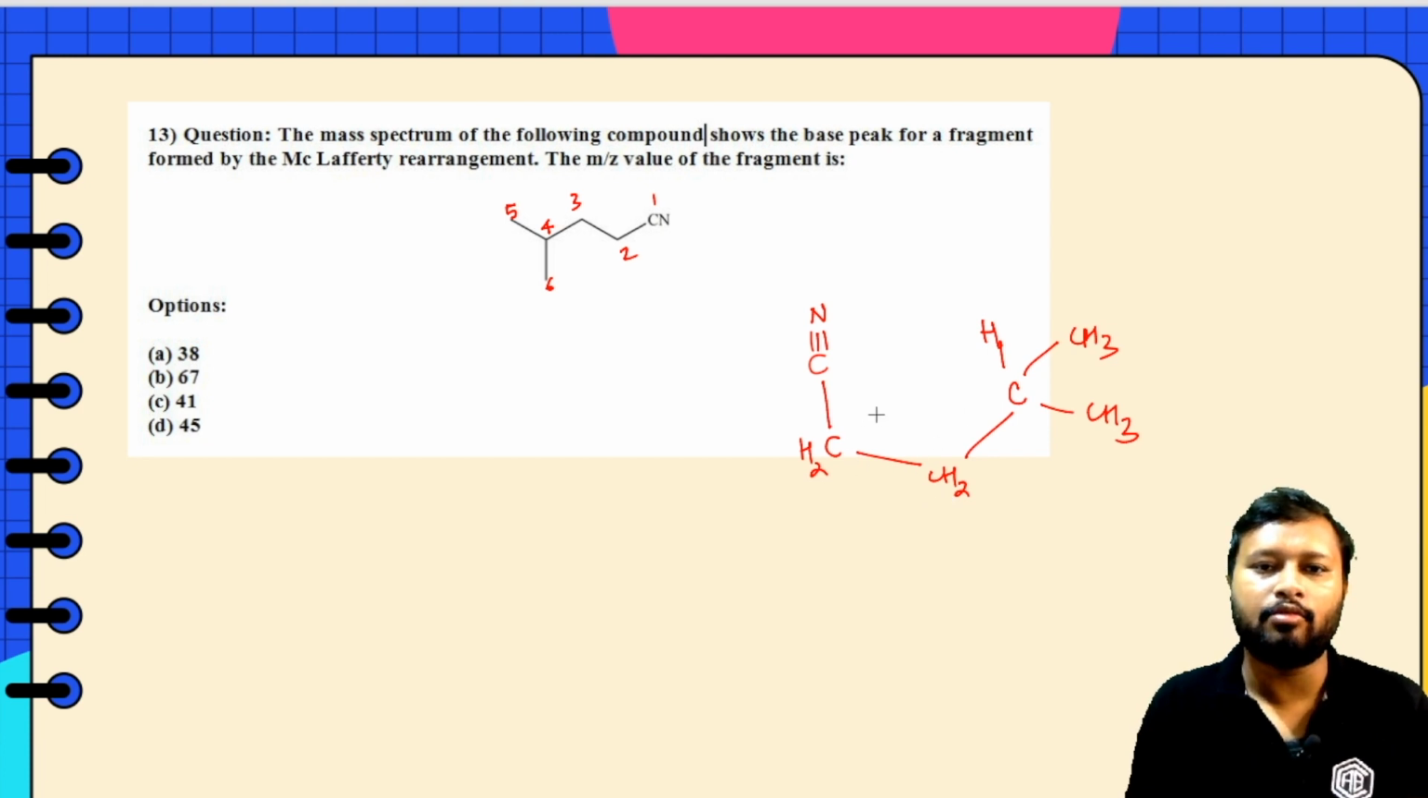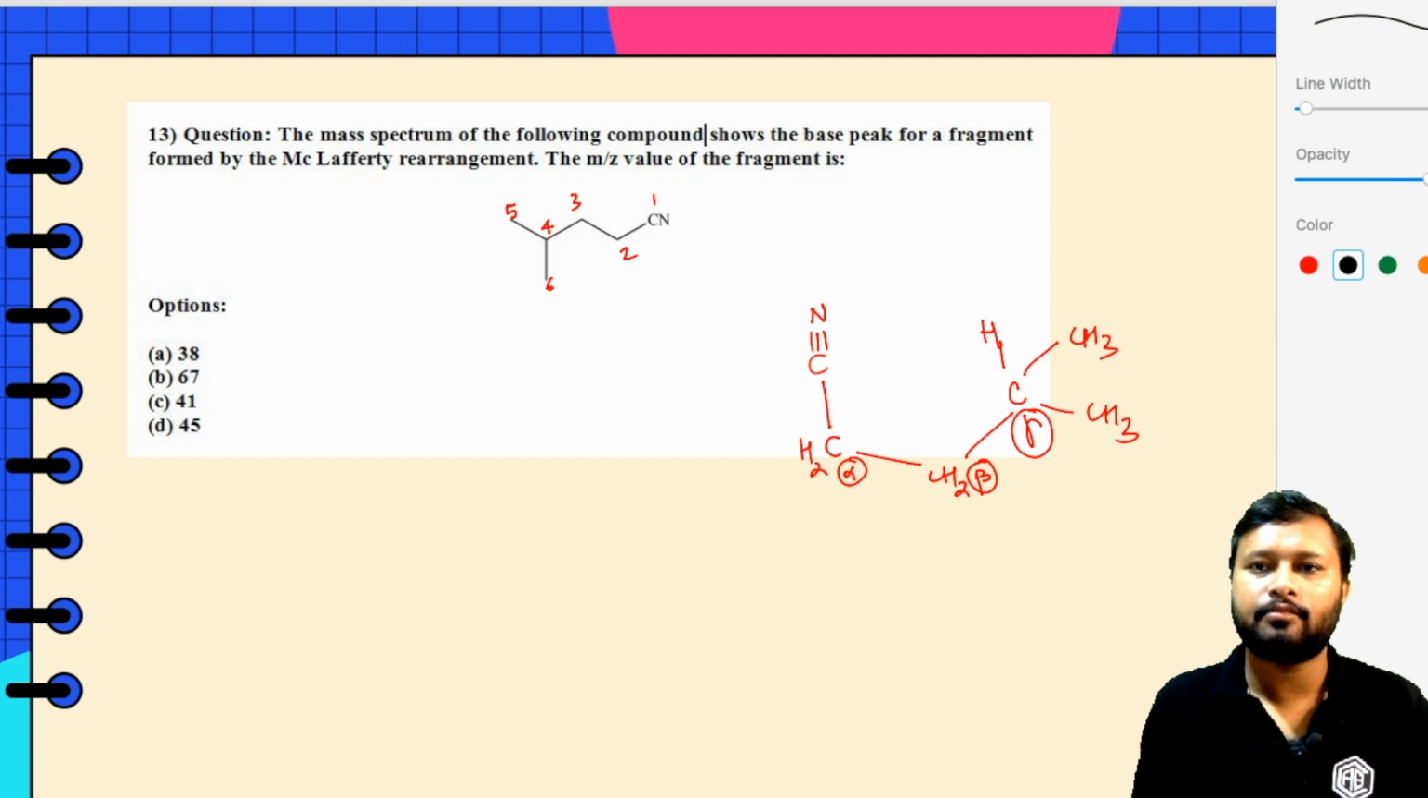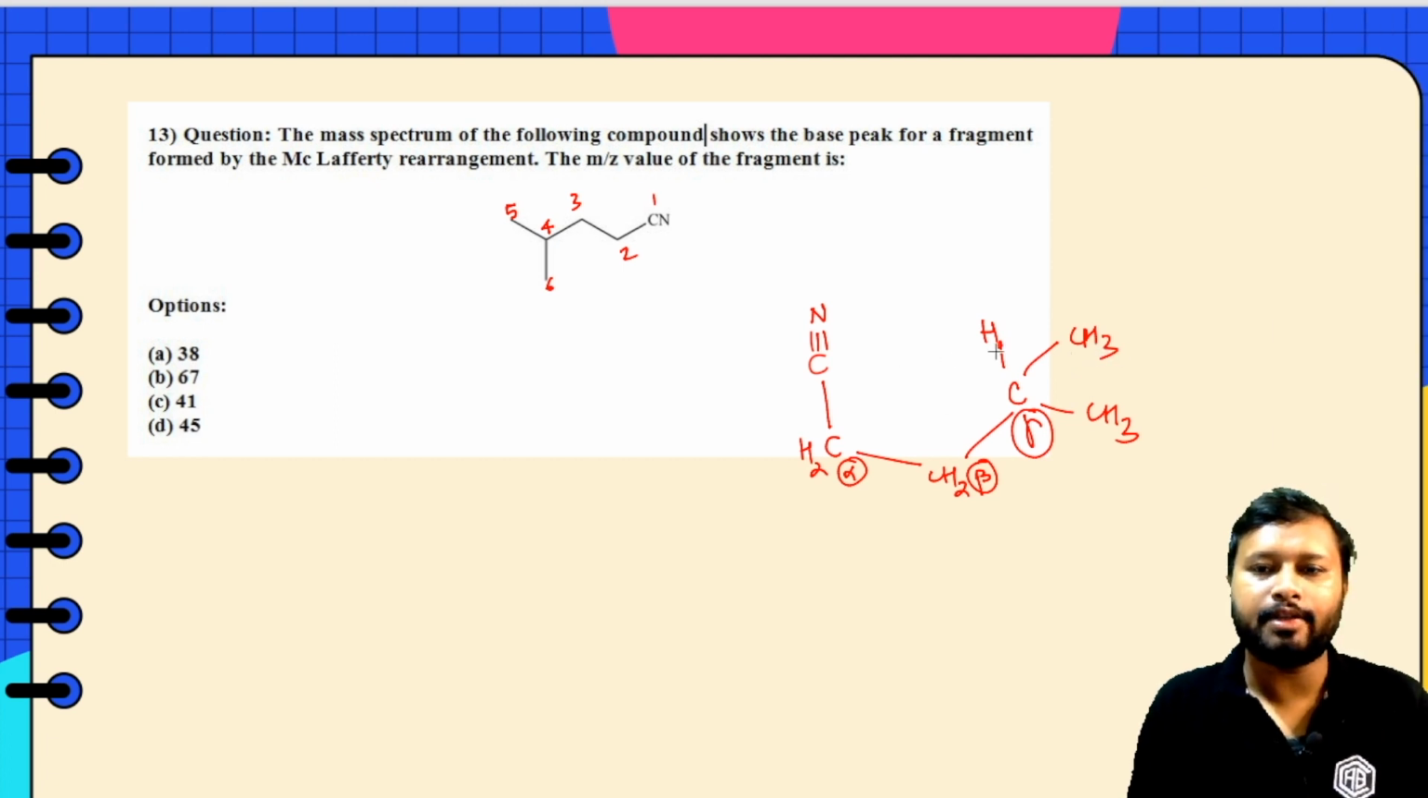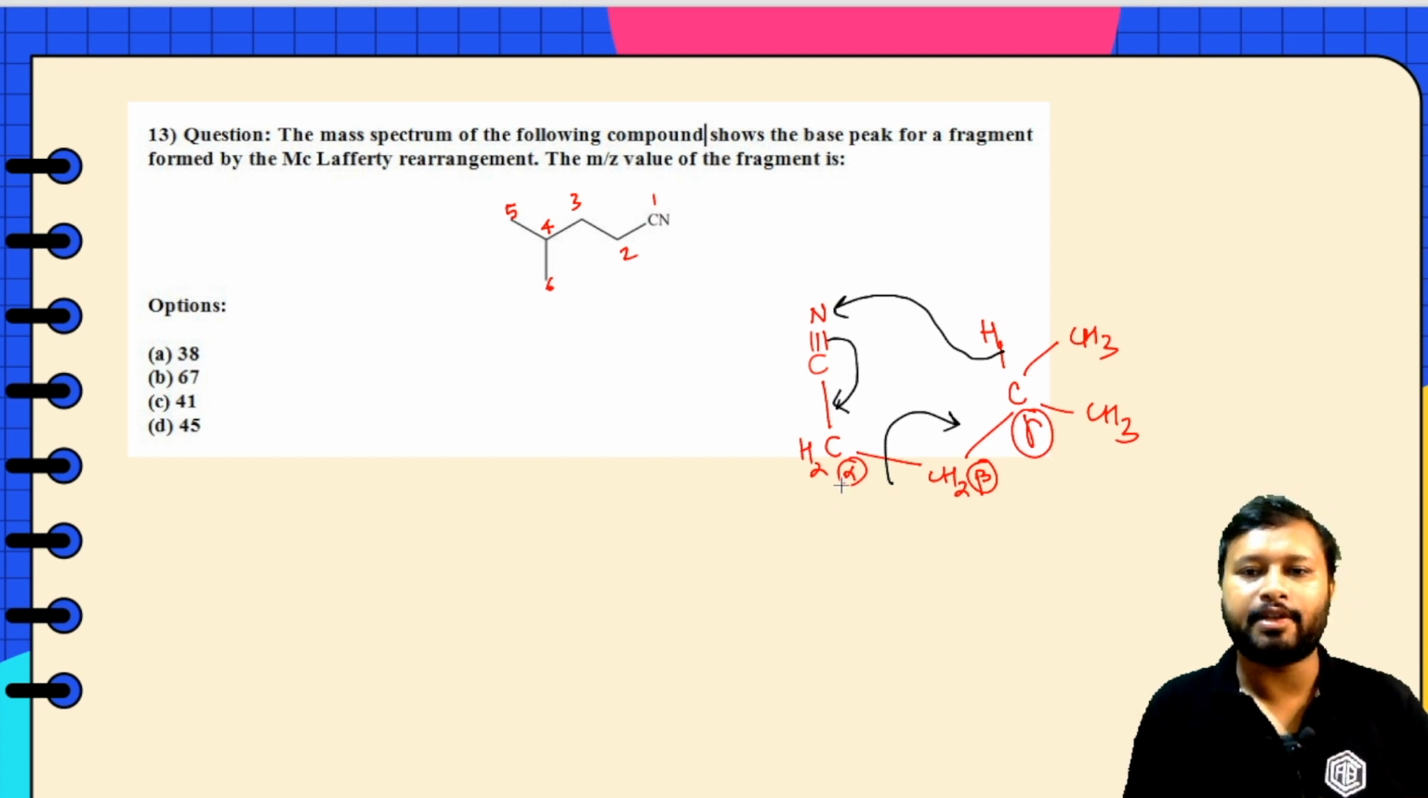Now let's try to assign the naming of them. This is the alpha group, this is beta, and this is gamma. Since this is the gamma carbon, this is the gamma hydrogen, and this is the one which is going to undergo McLafferty rearrangement. This bond shifts over here and this bond is going to break. So basically the bond between alpha and beta group breaks down.